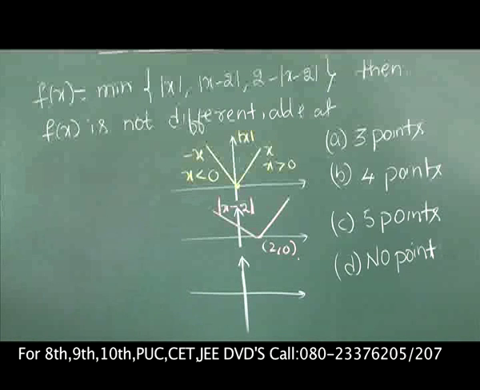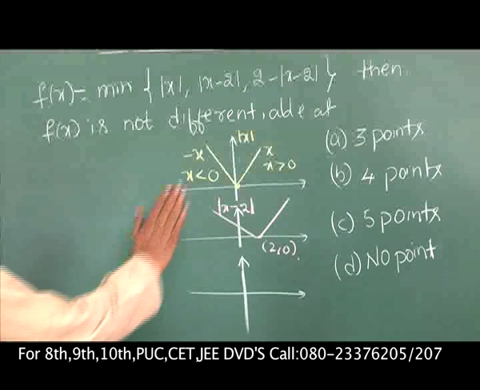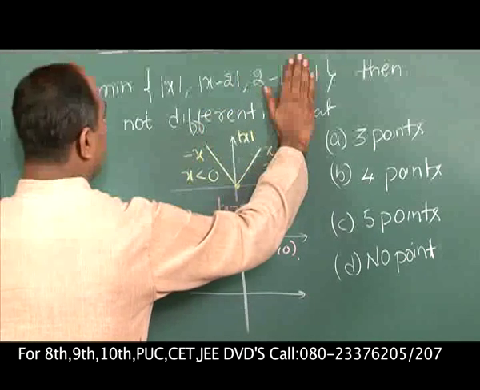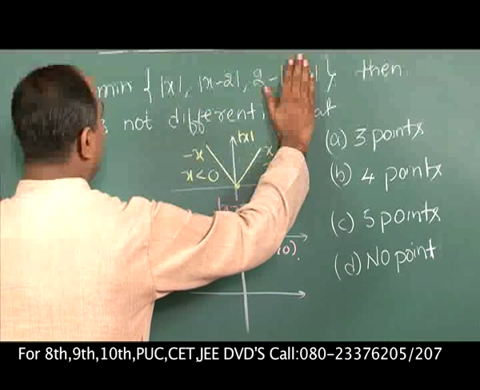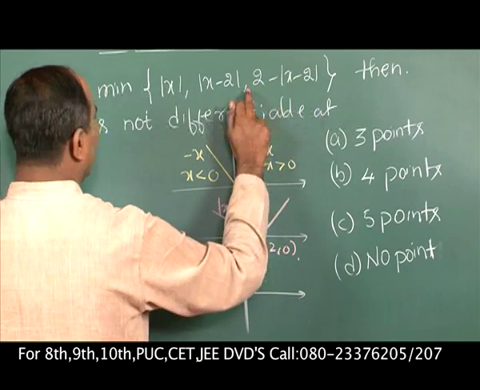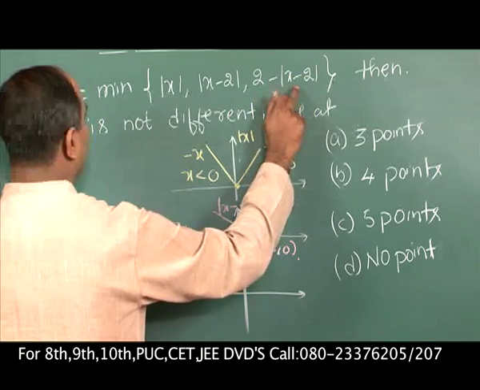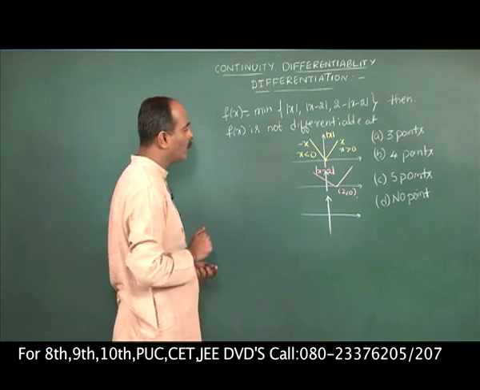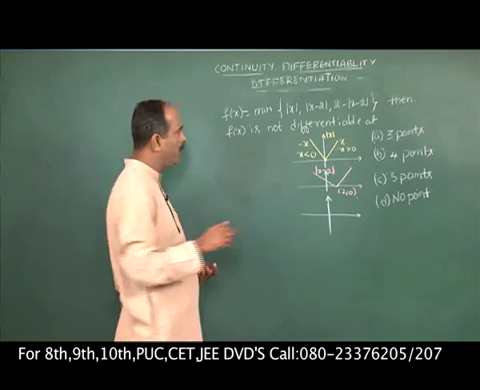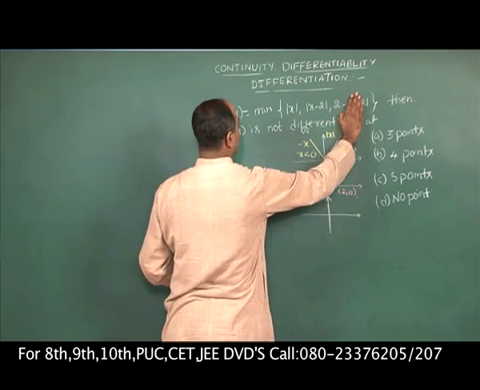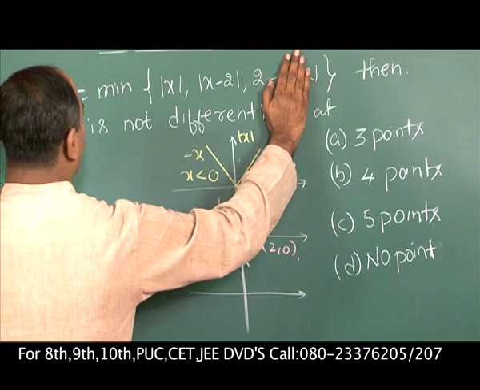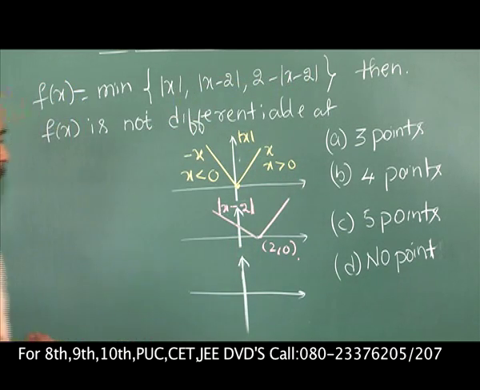And the next one is 2 minus mod of x minus 2. Make x minus 2 to 0. If we make x minus 2 to 0, x will be equal to 2. So what will you get? 2 minus 0. So 2 comma 2 is the vertex of this. I repeat, make x minus 2 to 0, therefore x is equal to 2. However, as this is 0, y will be equal to 2. Therefore, 2 comma 2 is the vertex.